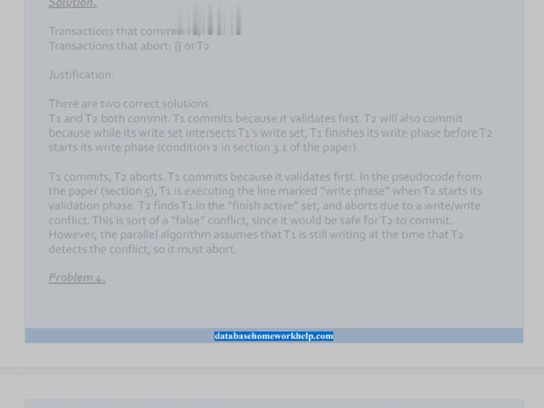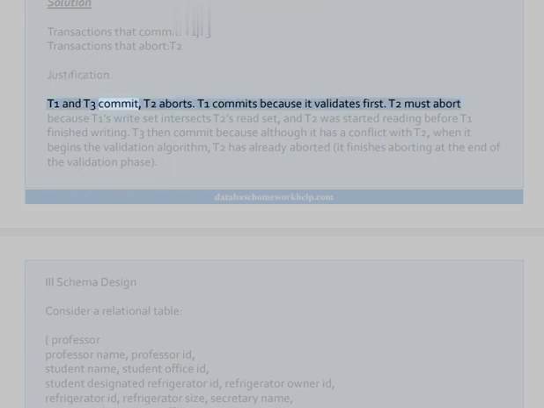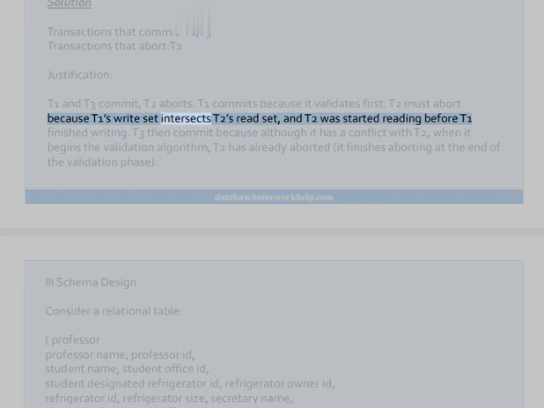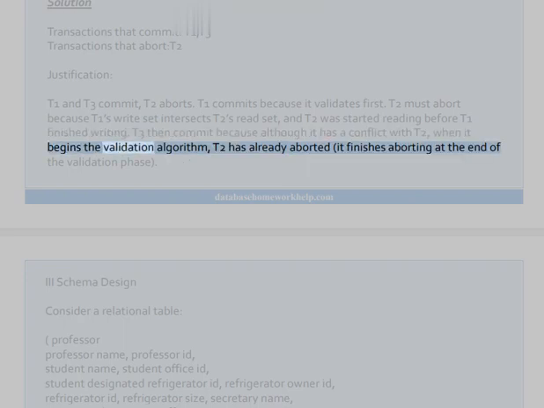Problem 4. Solution. Transactions that commit: T1, T3. Transactions that abort: T2. Justification. T1 and T3 commit, T2 aborts. T1 commits because it validates first. T2 must abort because T1's write set intersects T2's read set, and T2 started reading before T1 finished writing. T3 then commits because although it has a conflict with T2, when it begins the validation algorithm, T2 has already aborted; it finishes aborting at the end of the validation phase.